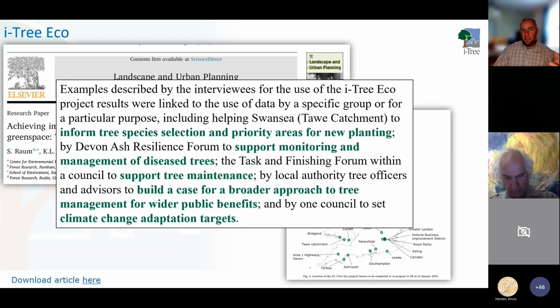They did a whole bunch of interviews in all different communities and found things like, we use this, this is in Swansea, to inform tree species selection and priority areas for new planting. This is from their iTree Eco project. This Devon Ash Resilience Forum, we used iTree Eco to support monitoring and management of diseased trees. And it goes on. There were people who said they used it to support tree maintenance, build a case for a broader approach to tree management for wider public benefits, or climate change adaptation targets. So these are all from iTree Eco projects. This is a really great way to point out the vast variety of information you can get from an iTree Eco project.